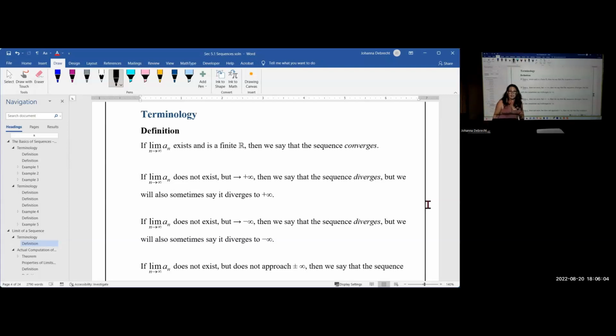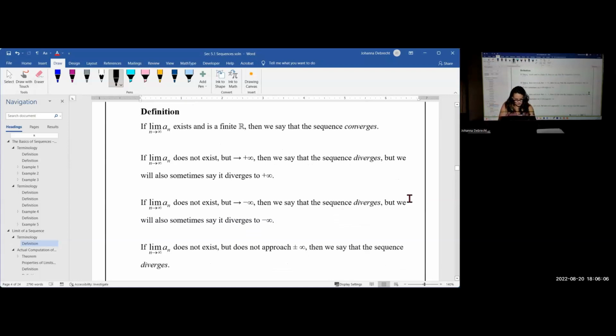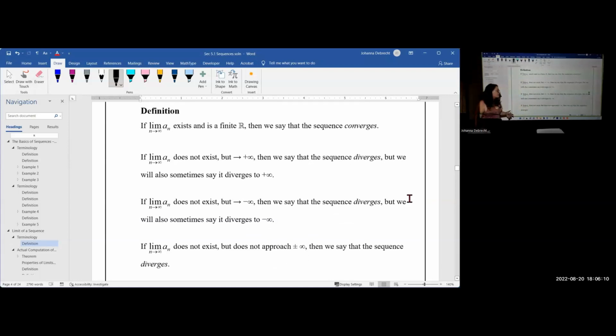What happens in that fourth case when the limit of a sub n does not exist, but it doesn't approach infinity or negative infinity? Then we just say it diverges. If it's diverging due to oscillation, then we might say it diverges due to oscillation, right? But you can also just say it diverges. Okay.